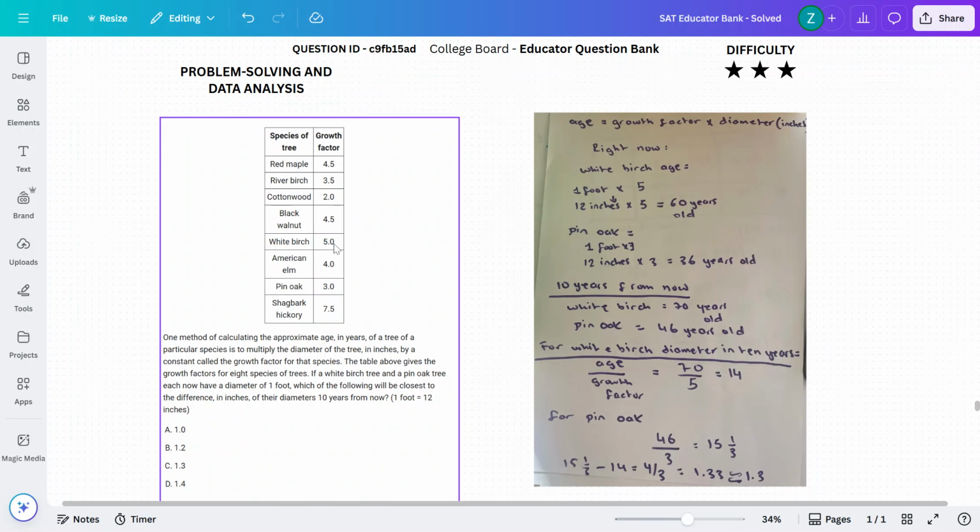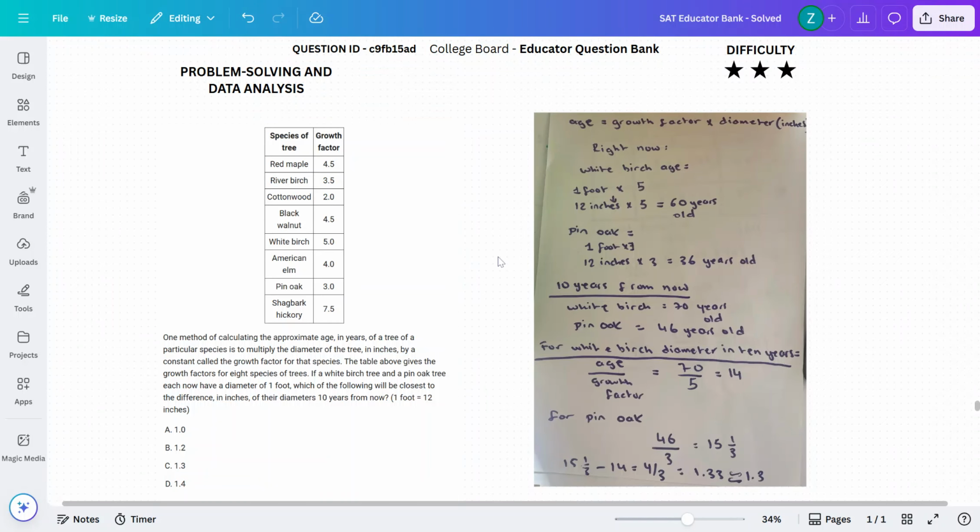White birch has a growth factor of 5, pin oak has a growth factor of 3. So despite them having the same diameter before the 10-year period, when the 10-year period has gone by, they'll have different diameters because their growth factor is substantially different. Now, if we want to find diameters 10 years from now, we first have to find their initial age because that is not listed in the question.